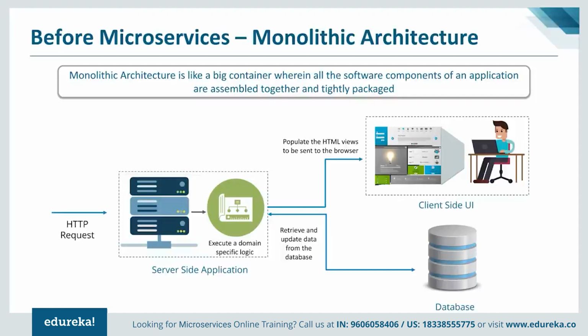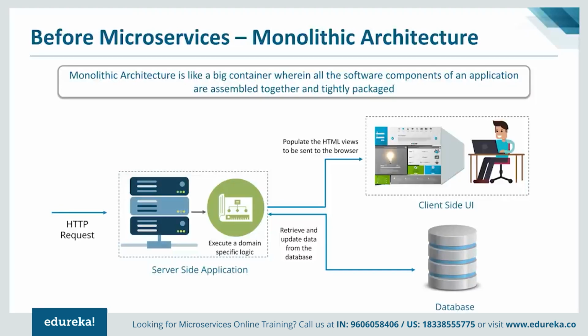Or in other words, it gives you a tightly coupled software where each component along with its associated components must be present in order to execute or compile the code. So all of these components are dependent on each other. If you notice the definition in front of your screen, it says that monolithic architecture is like a big container. Think of it as a big container, wherein all the software components of an application are assembled together and tightly packaged.